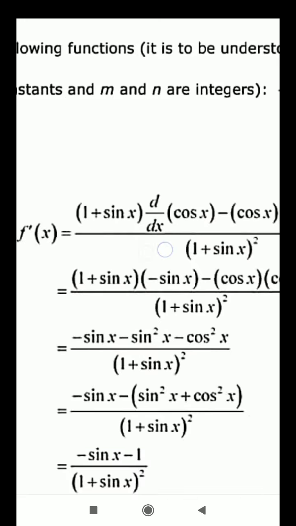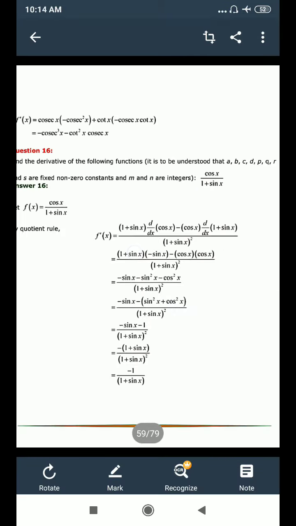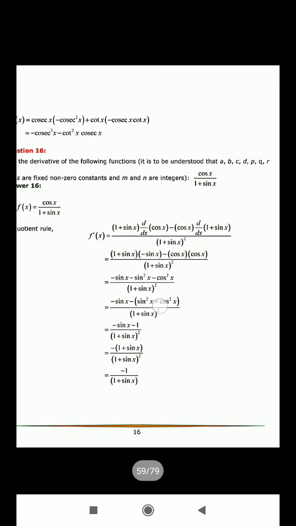You multiply these terms, and you get sin square x plus cos square x, in which case we can take the negative sign common. Sin square x plus cos square x is actually 1. So in the numerator you can take the negative sign common, and it will be 1 plus sin x. In the denominator, it is 1 plus sin x whole square. So 1 plus sin x is cancelled out by 1 plus sin x. The calculation part is not that important.